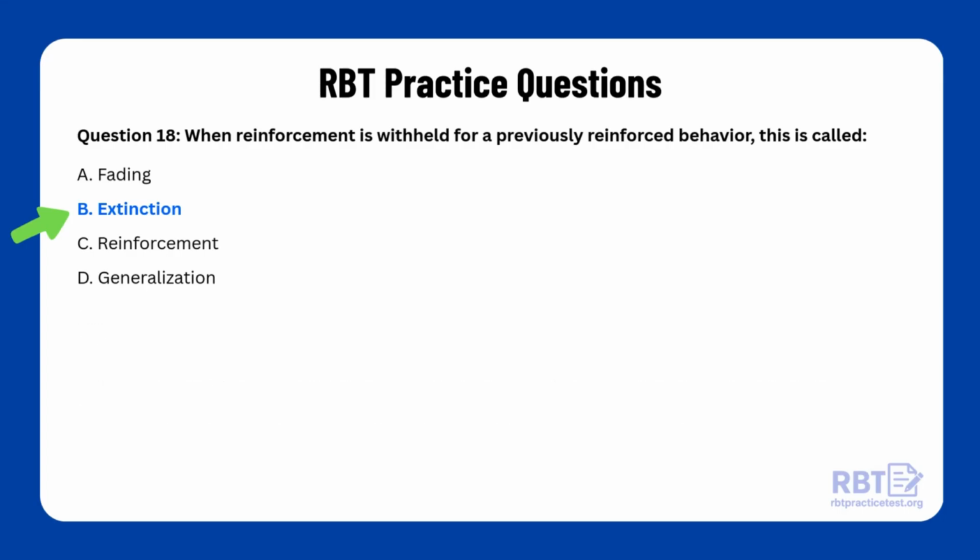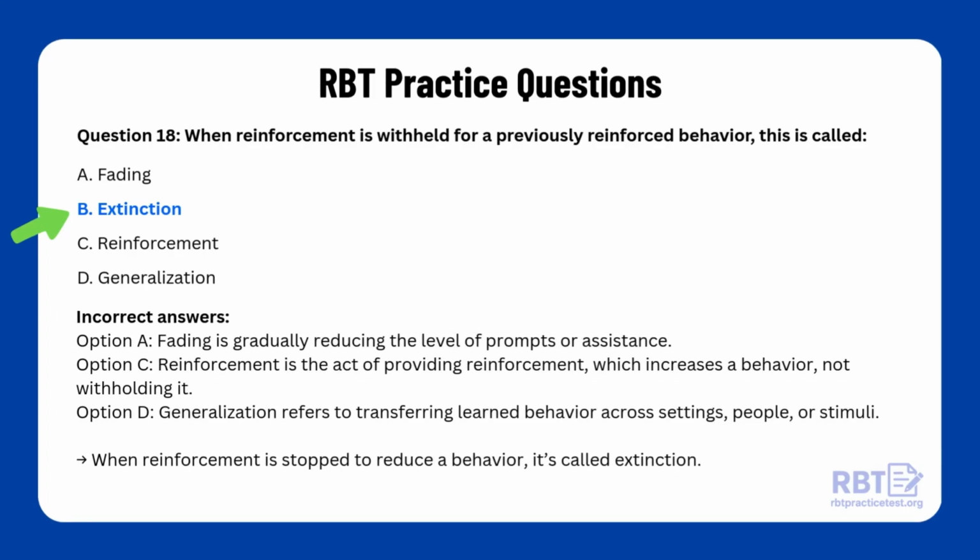Now for the wrong answers. A is fading, which is gradually reducing the level of prompts or assistance. C is the act of providing reinforcement, which increases a behavior, not withholding it. D is generalization, which refers to transferring learned behavior across settings, people, or stimuli. So when reinforcement is stopped to reduce a behavior, it's called extinction.